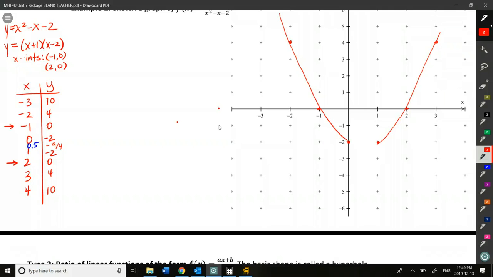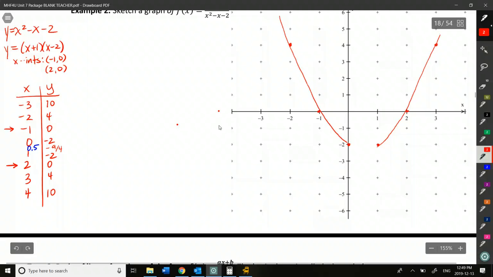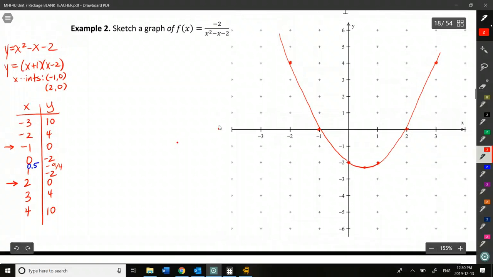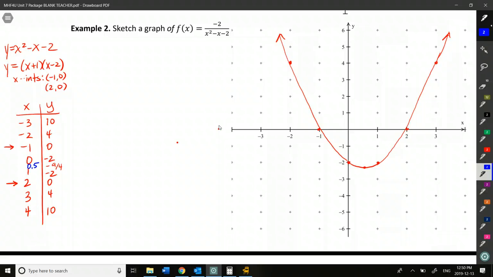-9/4. That would be just over 2. So yeah, that's 9/4. So -2.25, so it's right here-ish, right? Maybe closer up. Something like that. Okay, so here's our function. This is not the reciprocal function. This is the original function that's in the denominator of this.